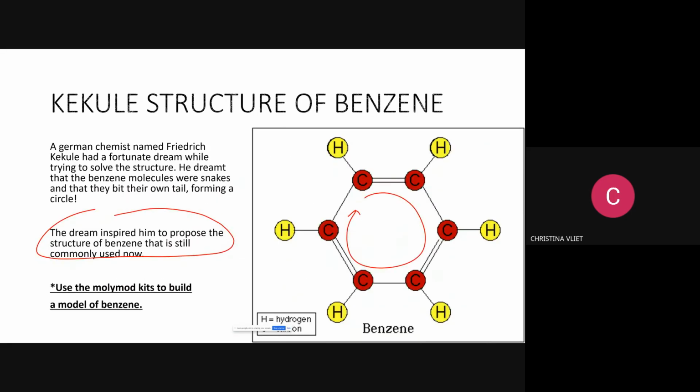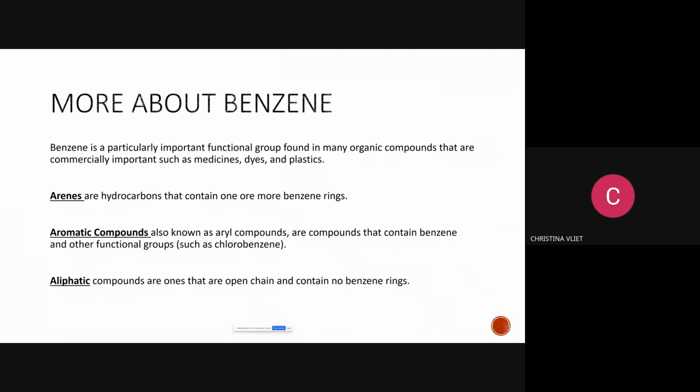How do we know that that's correct? With the techniques and the technology that we have now and computational chemistry, we know that all the bonds are the same length in between, and also from the way it reacts. It has its own unique set of reactions. So hundreds of years of experimentation have proven that his structure is the accepted one. That's super cool. He had the best dream ever.